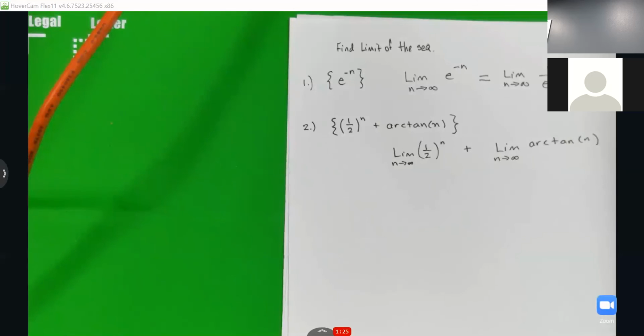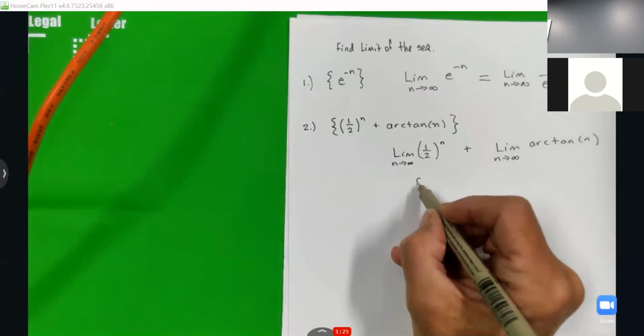So when I look at 1/2 to the n, think about what happens as you take higher and higher powers of half. Half squared, half cubed, half to the 10th, half to the 100th. What's happening to the number as you raise it higher and higher powers? It goes to 0, right? A half to the 100th power is pretty dang small. So this term's going to go to 0.